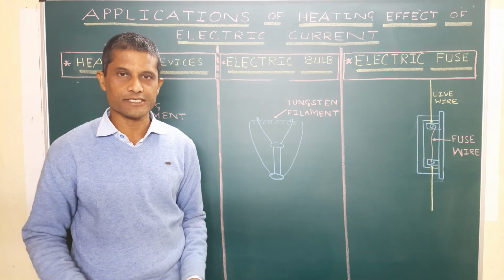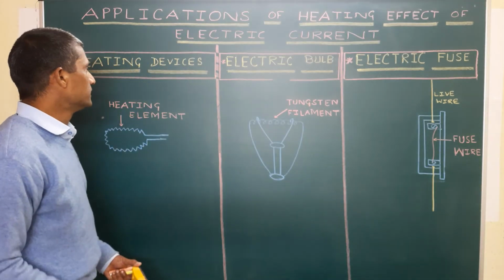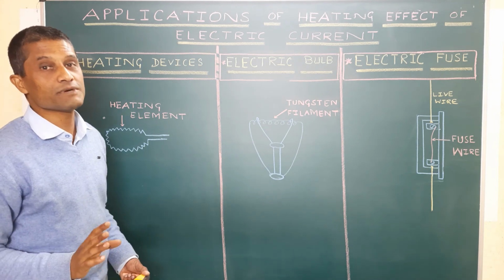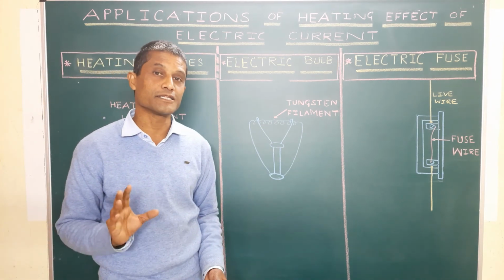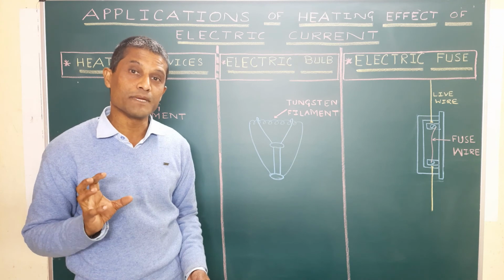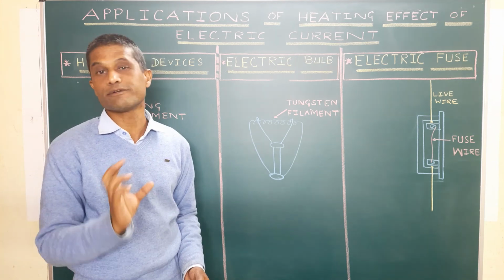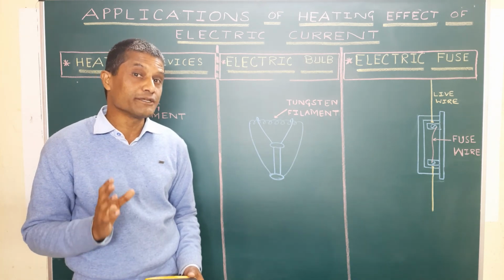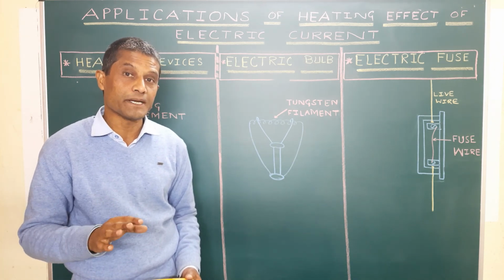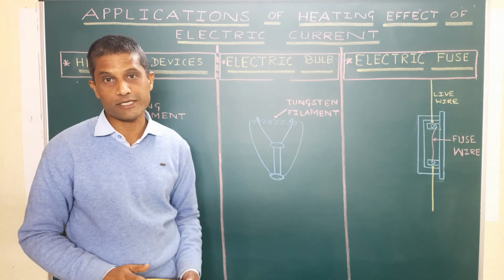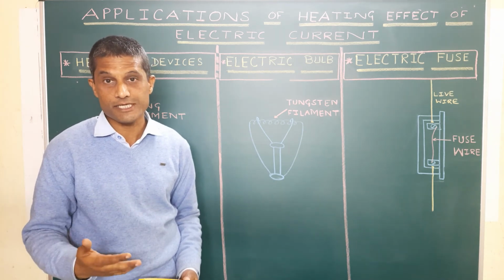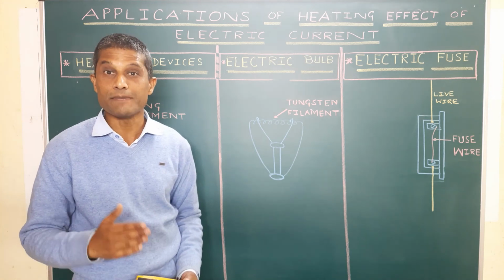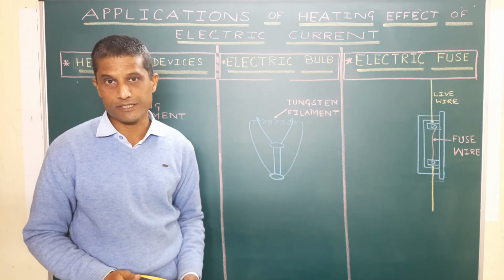Electric kettle you can take as another example of heating devices. As the name suggests, heating devices means those devices which work under the action of heat. They make use of heat to carry out their functioning or working. So the working of heating devices is exclusively dependent upon the heating effect of electric current. Let us understand how those heating devices function by making use of the heating effect of electric current.